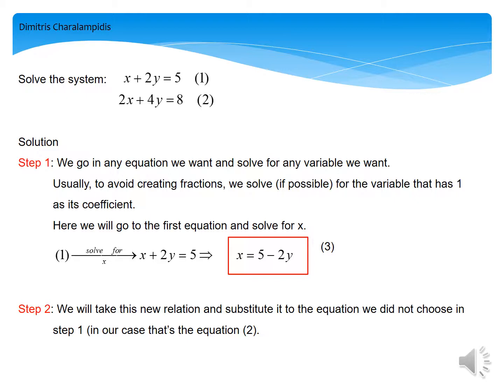By doing that, the equation x plus 2y equals 5, which was the first equation, will now be x equals 5 minus 2y. And we will name this new equation number 3. In step 2, we will take this new relation and substitute it into the equation we did not choose in step 1. In our case, that's equation 2.